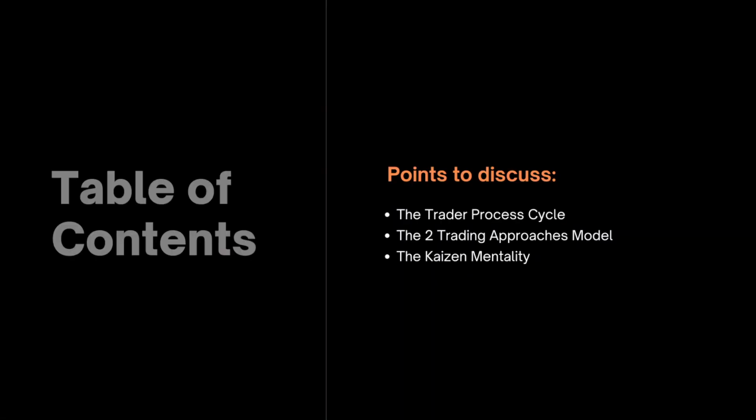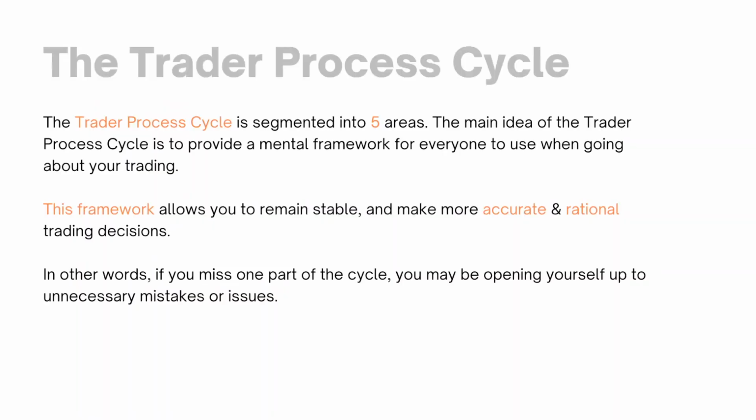Cool. So, our table of contents for today's call will be: one, the trader process cycle; two, the trading approaches model; and the Kaizen mentality will be what we finish up with. To start off, we're going to be going into the trader process cycle. The trader process cycle is segmented into 5 different areas, or 5 different parts.